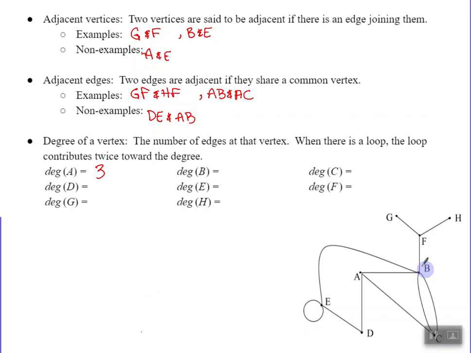If we look at B, we have 1, 2, 3, 4, 5 edges at B. C, we have 1, 2, 3. D has 2 edges. E has 4 edges, because remember you have to count the loop twice. F has 3 edges. G only has 1 edge, and H only has 1 edge. So those are the degrees of all of the vertices.